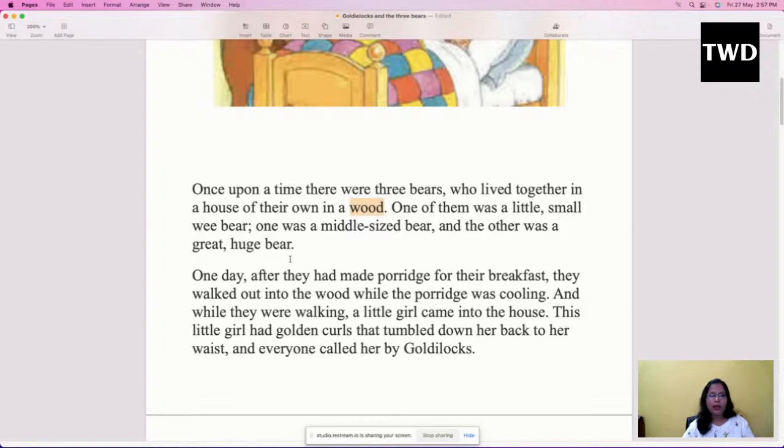Now you are able to understand about the characters, isn't it? So you understood that first there is a small little bear, and there was a middle sized bear, and also there was a huge bear.